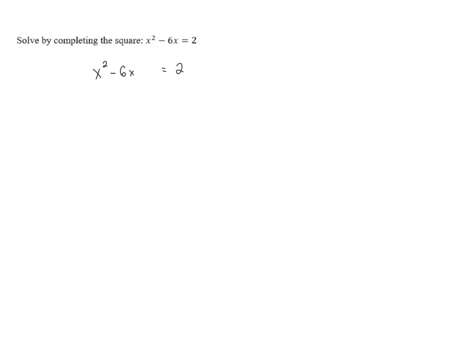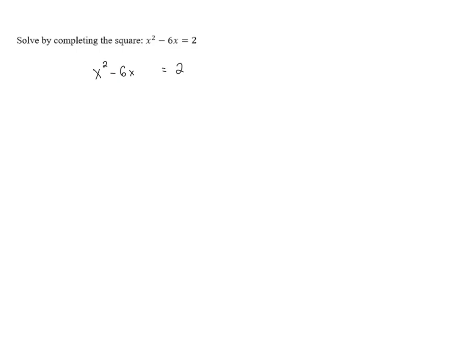And the problems that we looked at in the previous section had perfect square trinomials on one side. And if we have something that we can write in the form something squared equals a number, then we can use the square root property. So our goal is going to be to complete the square on the left-hand side.